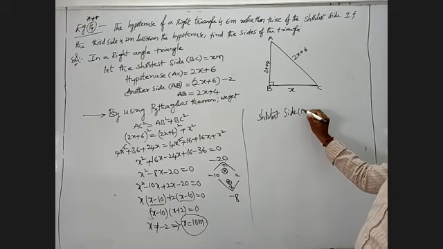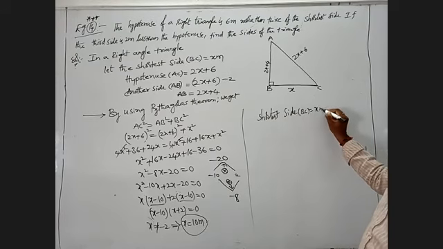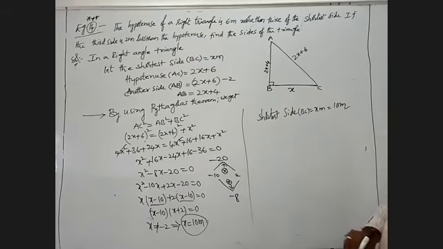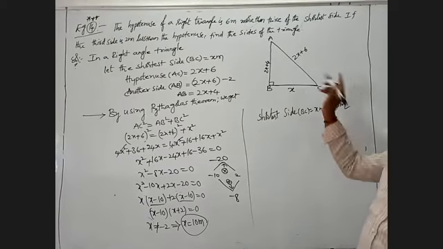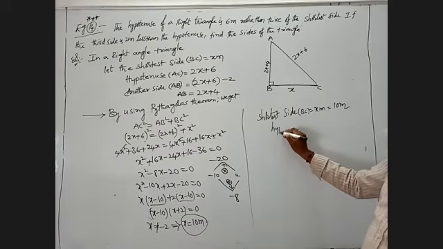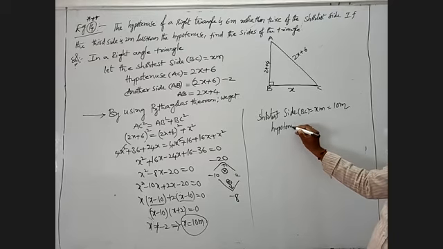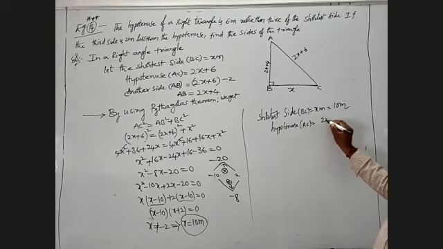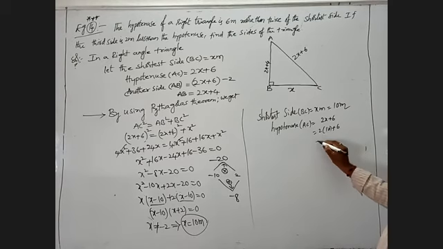The shortest side BC is x meters, where x is 10 meters, so I will write 10 meters. Next, we have to find the hypotenuse. Hypotenuse AC is 2x plus 6. 2 into 10 plus 6 is 26 meters.